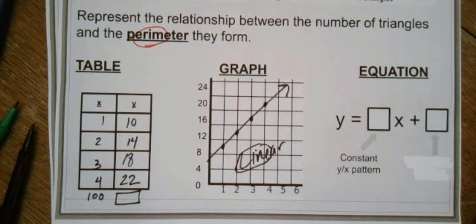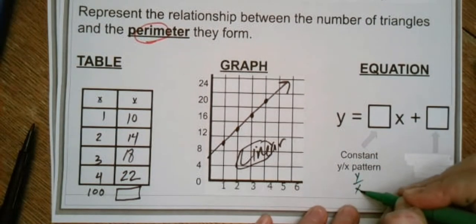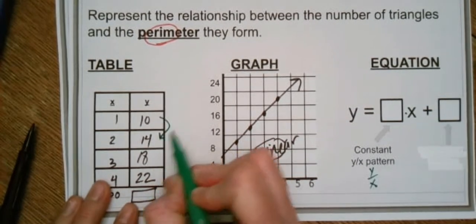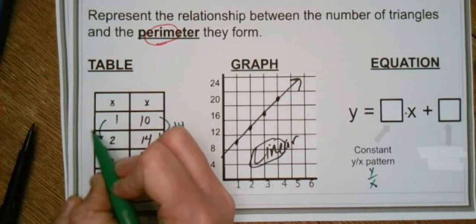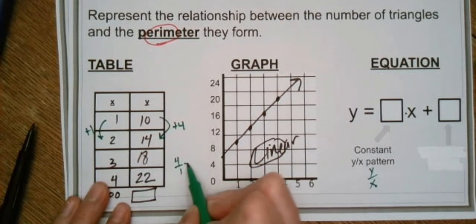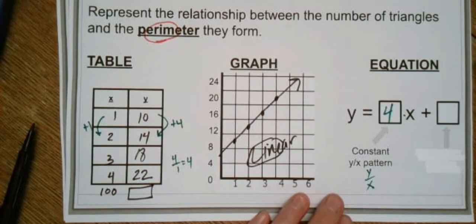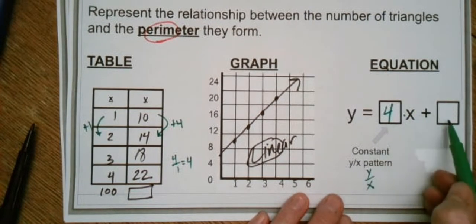So how do I figure that out? Well, you could play guess and check, or you could use this y over x pattern to come up with your multiplier first. So if I do that, it looks like the y is increasing by 4 and the x is going up by 1. 4 over 1 is 4. So that's my multiplier. I know I'm multiplying by 4, but it's not just multiplying by 4. I have to add something then.